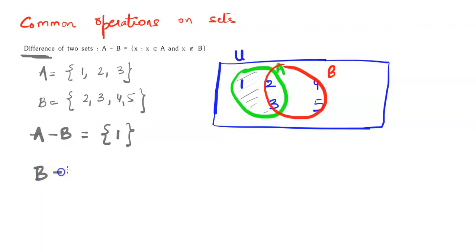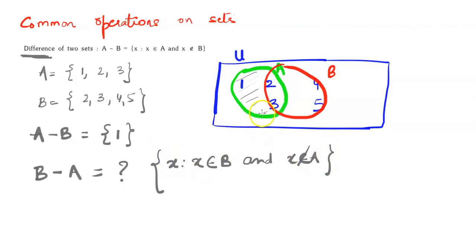Similarly, if I have to say B minus A, what does that mean? If I go by the definition, it's an X such that X belongs to B and X does not belong to A. So it belongs to B, so this is the value, but does not belong to A. These are the values which belong to B but not A, so B minus A would be 4 and 5. This is called the difference of two sets.